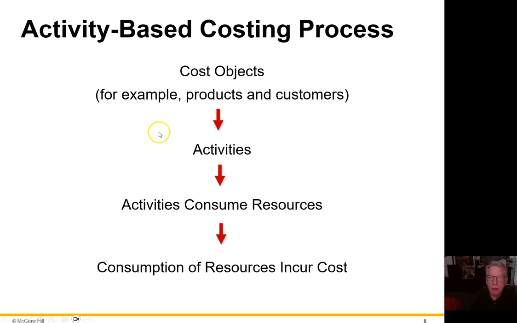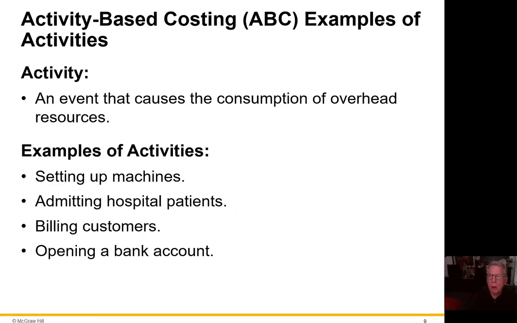Okay, so in the activity-based costing process, we call cost objects products, usually, for our customers. And we have activities that consume resources. And as those consumption of resources occur, we incur the cost in overhead. So what we need to do then is determine the activities that cause the consumption of overhead.